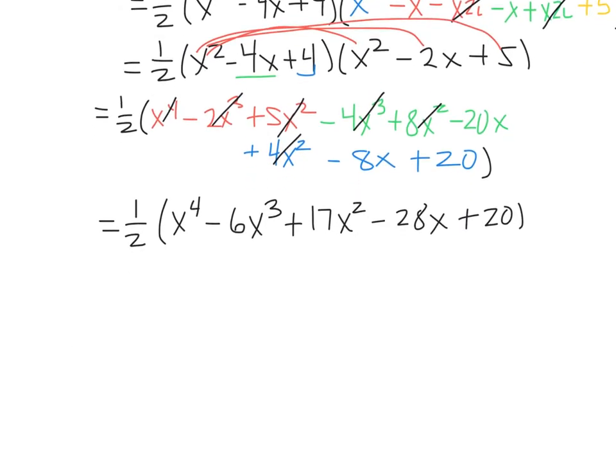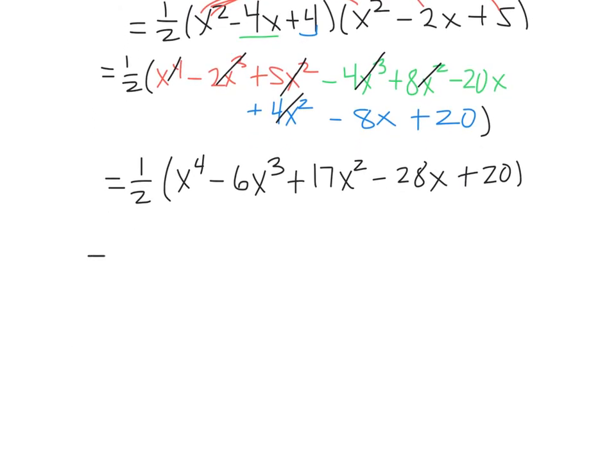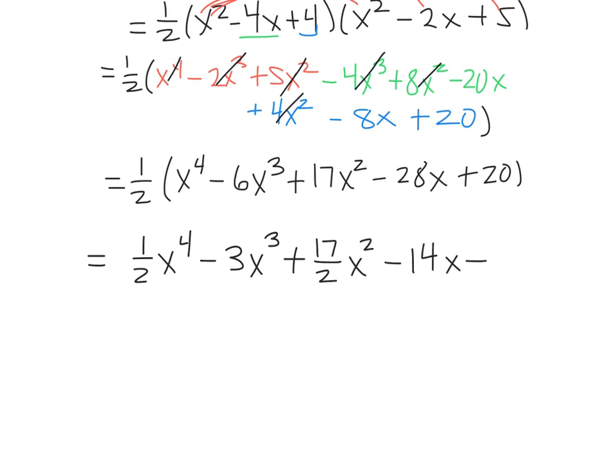Last thing, multiply that 1/2 through. So 1/2 x to the 4th minus 3x cubed plus 17 halves x squared minus 14x plus 10. And there's our polynomial with the given zeros, the given condition. It ends up being a 4th degree polynomial.